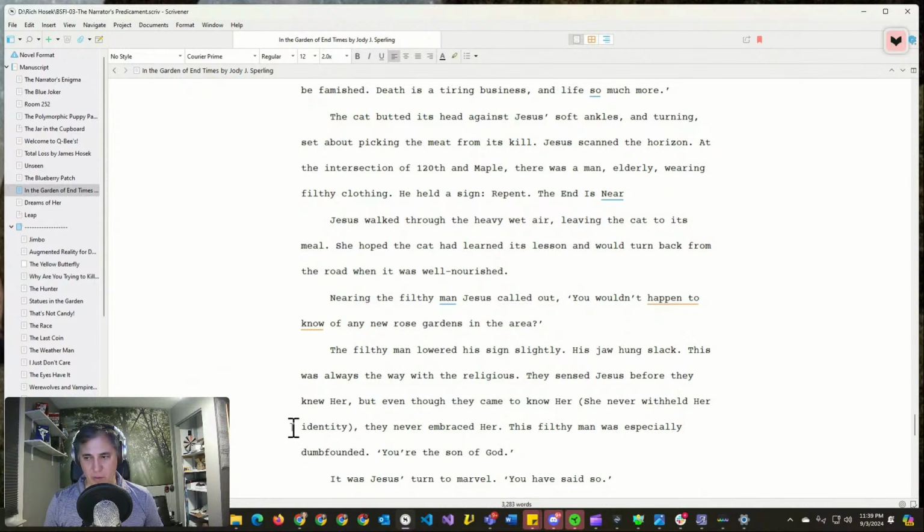The filthy man lowered his sign slightly. His jaw hung slack. Like that would really mess that one up. This was always the way with the religious. They sensed Jesus before they knew her, but even though they came to know her, she never withheld her identity. They never embraced her. This filthy man was especially dumbfounded.